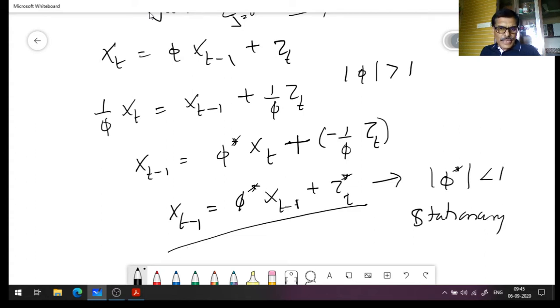Sorry, I think I made a mistake here. This is not t minus 1, it's t. See this equation, x_{t-1} is equal to this, and it is stationary. You can actually get the stationary equation over here because the root is going to lie outside the unit circle, as we have assumed that absolute of phi is greater than 1. So from there, it is possible to have this phi star less than 1. So everything is fine. But the problem is, there is something unnatural here.